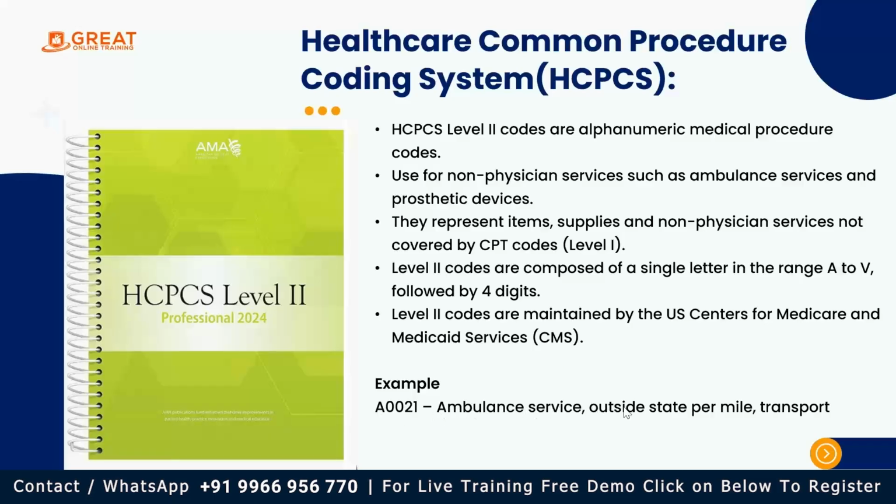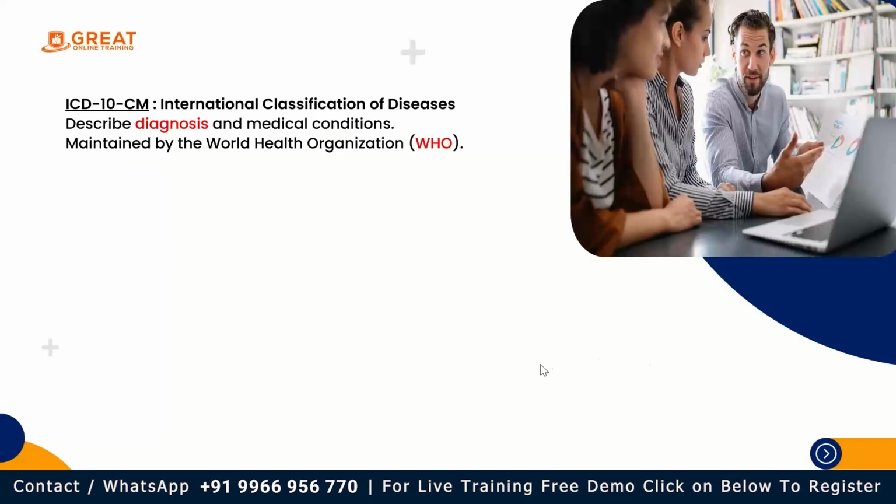Okay. Example, A0021 is for ambulance service, outside state, per mile transport. A0290 is for injection, ampicillin sodium, 500 mg. The injection codes depend on quantity. Okay, so we have different codes for injection, for ambulance service, for wheelchair service. All these codes you will find in HCPCS level 2 codes. I know that you may get confused about all the coding systems, so to make you digest this easily, I differentiate all the code sets in one slide only. If you go through this, that is also enough.